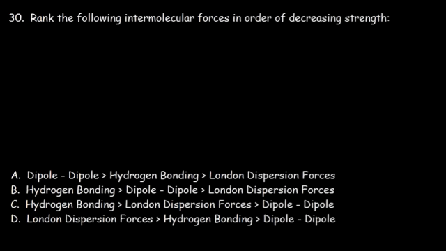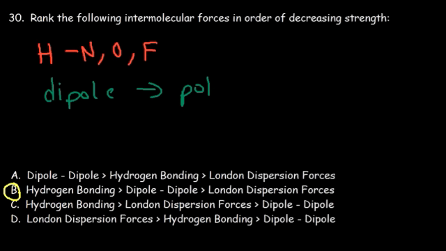Number 30. Rank the following intermolecular forces in order of decreasing strength. What you need to know is that hydrogen bonds are stronger than dipole interactions, which are stronger than London dispersion forces. So the correct answer is answer choice B. Now you have hydrogen bonds whenever H is directly attached to nitrogen, oxygen, or fluorine. Dipole interactions occur whenever you have a polar molecule. So dipole-dipole interactions occur between 2 polar molecules.